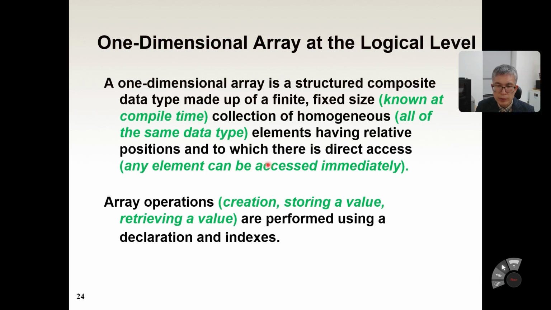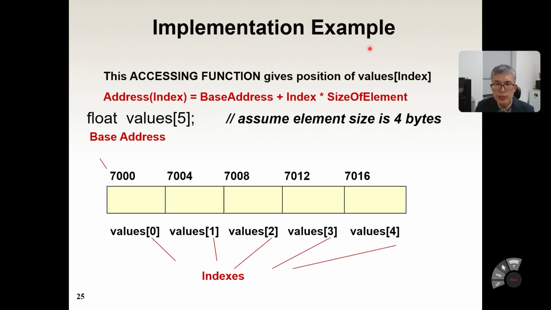That is the character of an array. Any array operations, such as creation, storing a value, and retrieving a value, are performed using a declaration and indexes. So, an implementation example: this accessing function gives the position of a value from the array index. So for the array item according to the index, we can calculate the address. Address of index is the base address, the start address of the array, plus the index multiplied by the size of each item in the array.